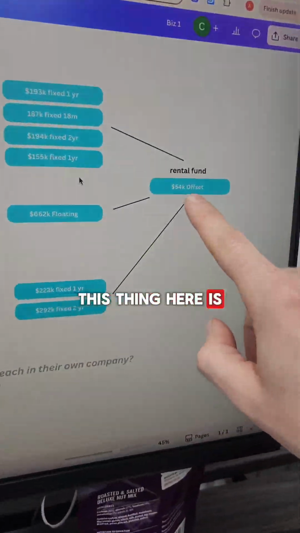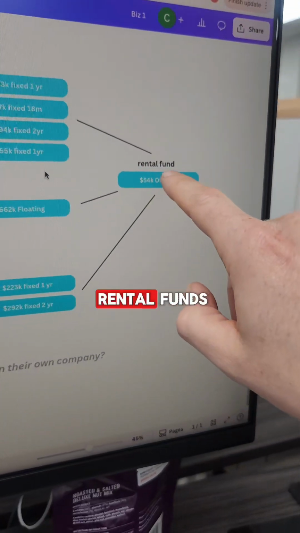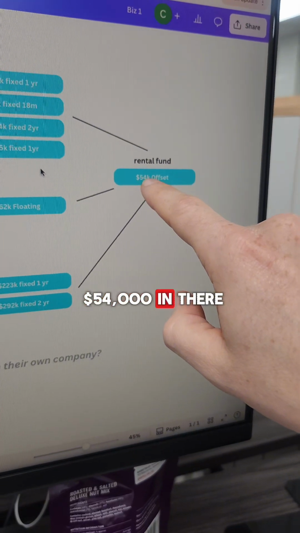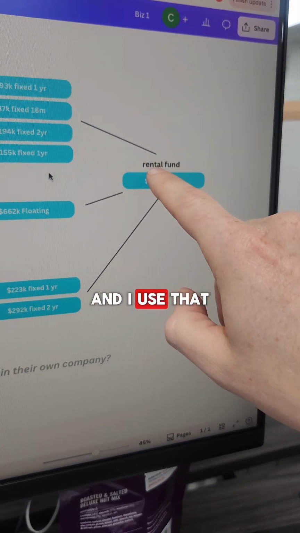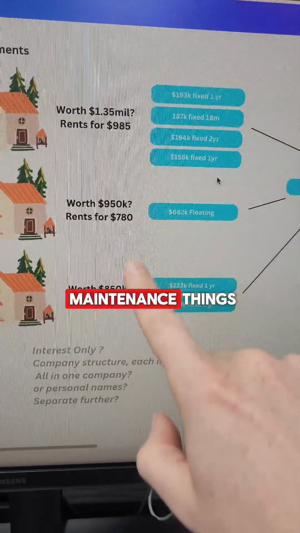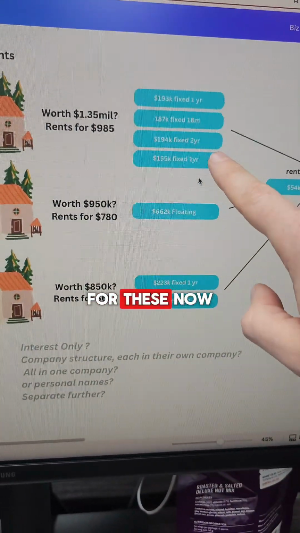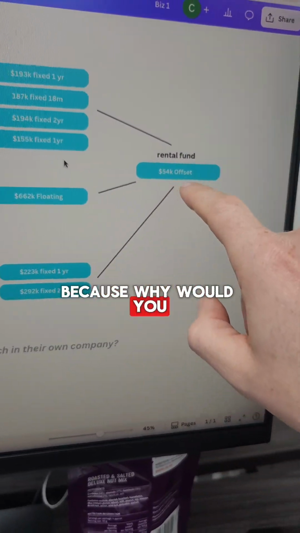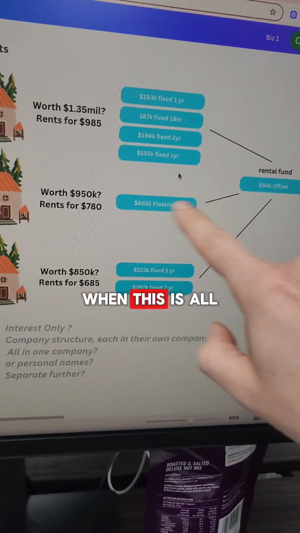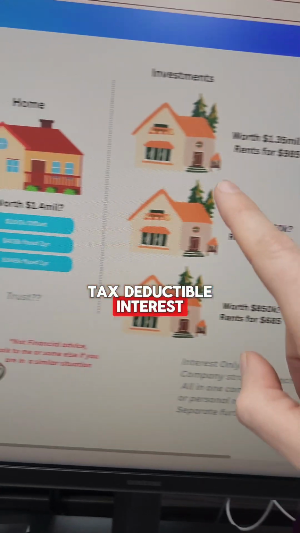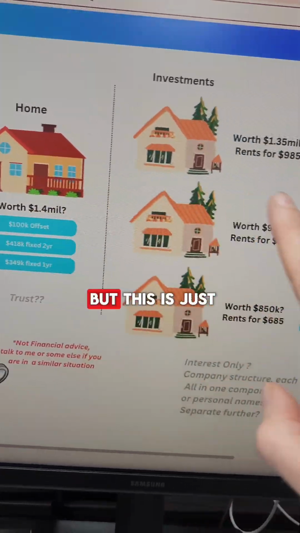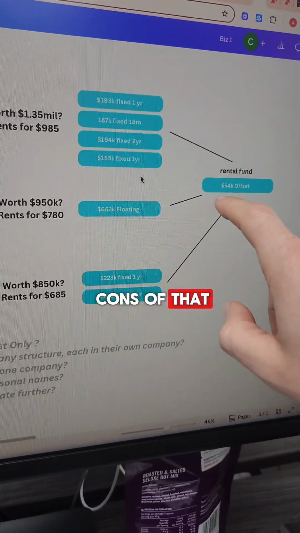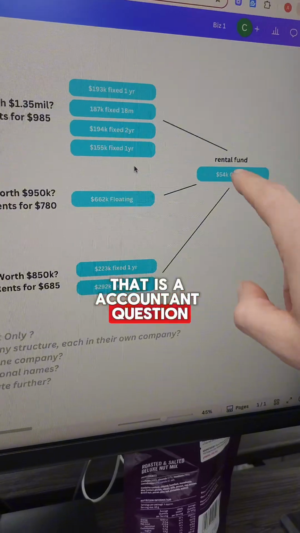Now this thing here is my offset account for rental funds. So basically there's about $54,000 in there. So it's 100% offset, and I use that money if there's any maintenance things for these. Now you could argue that that's not a good idea, because why would you save interest on this property when this is all tax deductible interest and this is not? But this is just how I've set it up. And if you want to know the pros and cons of that, that is an accountant question.